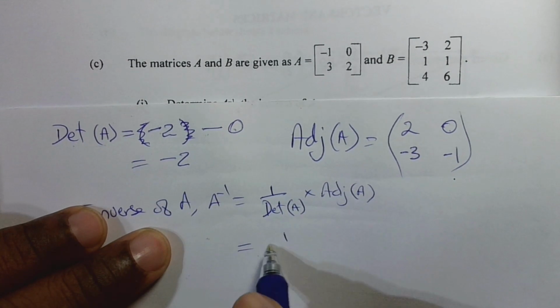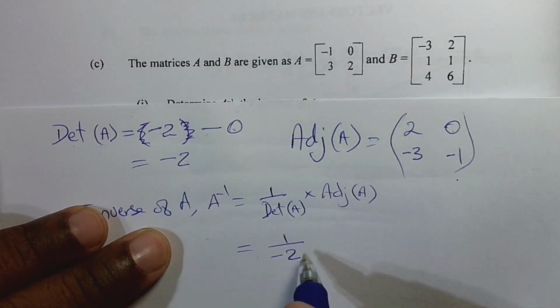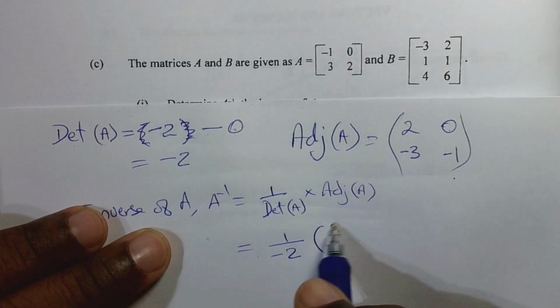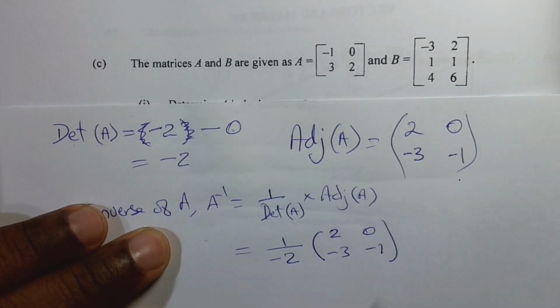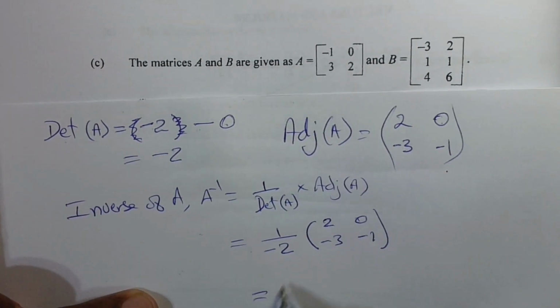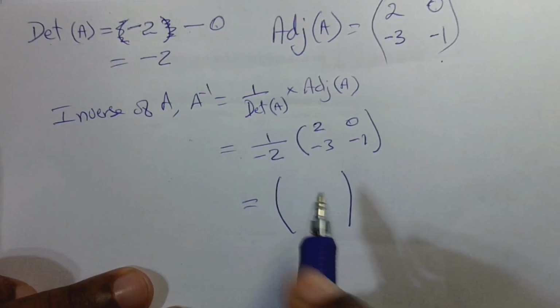So write it as 1 over -2, because -2 is the determinant that we found, multiplied by the adjoint matrix: 2, 0, -3, and -1. Alright, it's good practice to multiply this out.